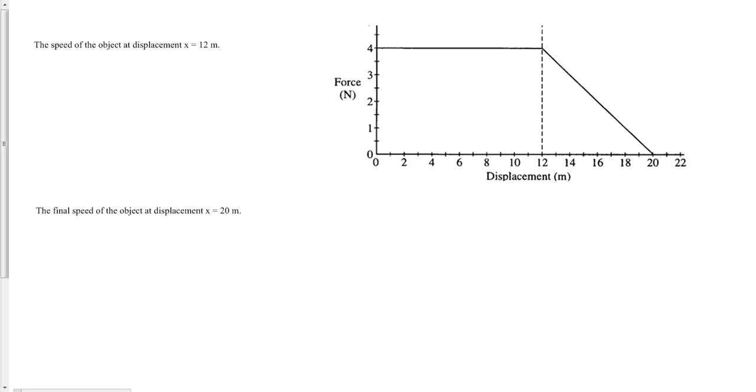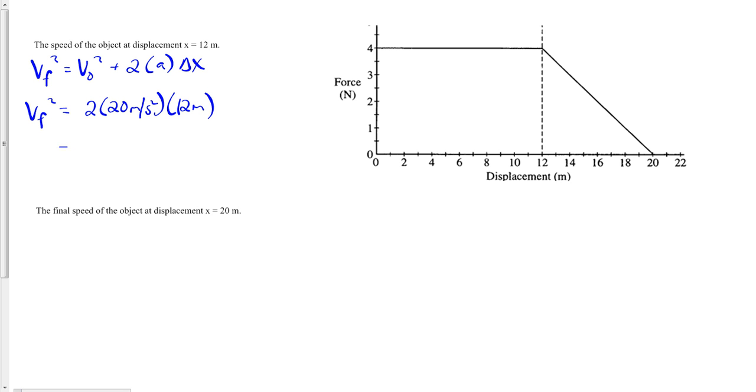Now, we get into more complicated questions. Speed of the object at displacement 12 meters. Well, if the first thing you think of is kinematics, you'd be fine. You can do the kinematics equations to find velocity. Initial velocity is nothing, twice the acceleration, 12 meters, 21.9 meters per second. Kinematics works fine. If that's the first thing you think of, go for it.